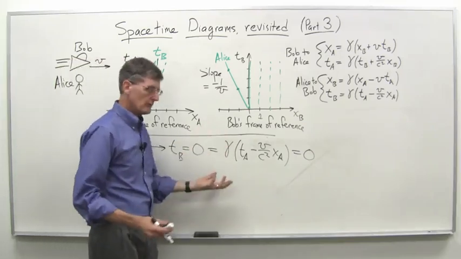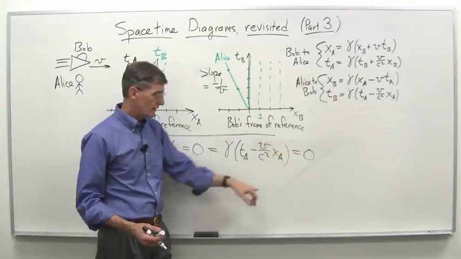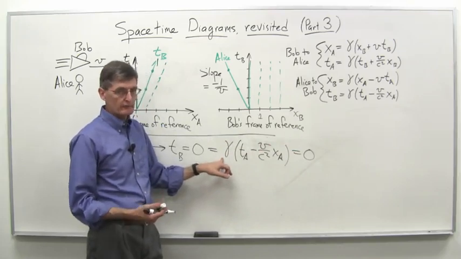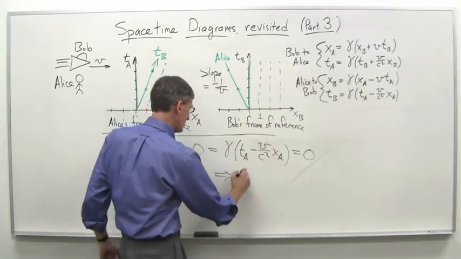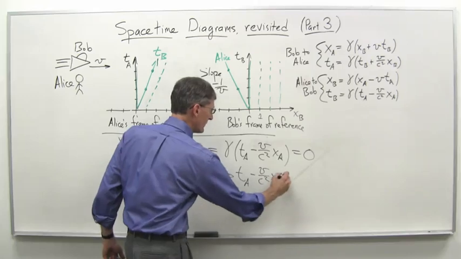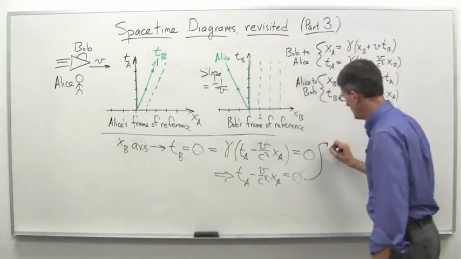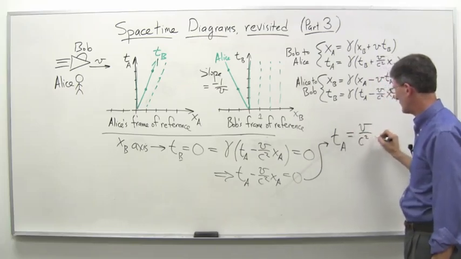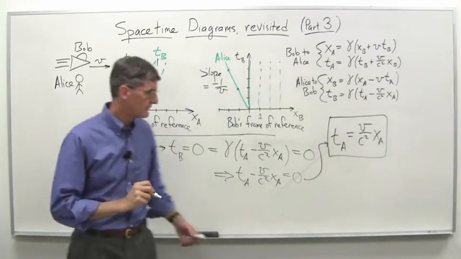In fact, we won't multiply it out this time, because we should be able to see that if I've got something times something equals 0, that means either this is 0 or this something is 0. Clearly, gamma is not 0. It's greater than or equal to 1. That means this must be equal to 0. So this implies that ta minus v over c squared xa equals 0. And from that, we get ta equals v over c squared xa. And that is our result for it.